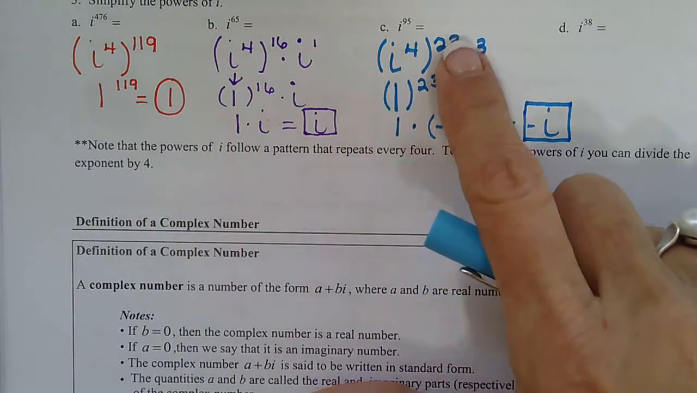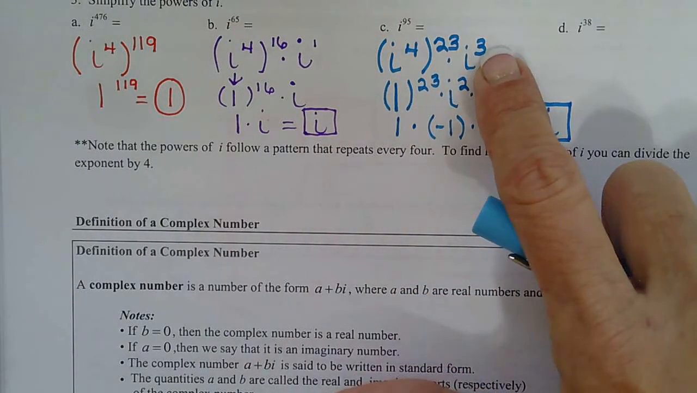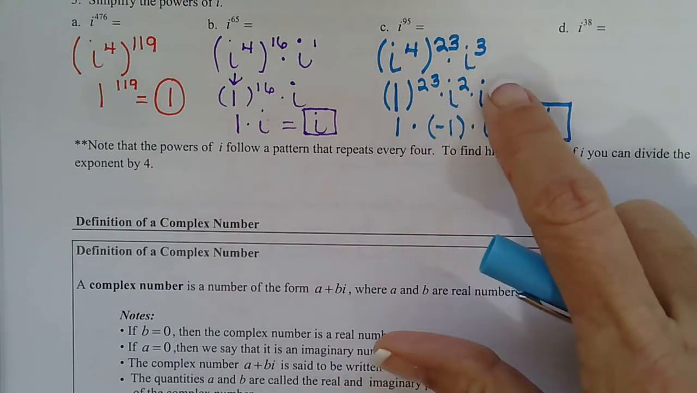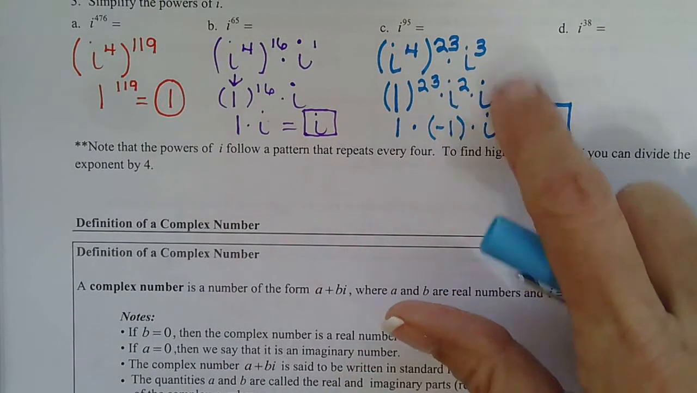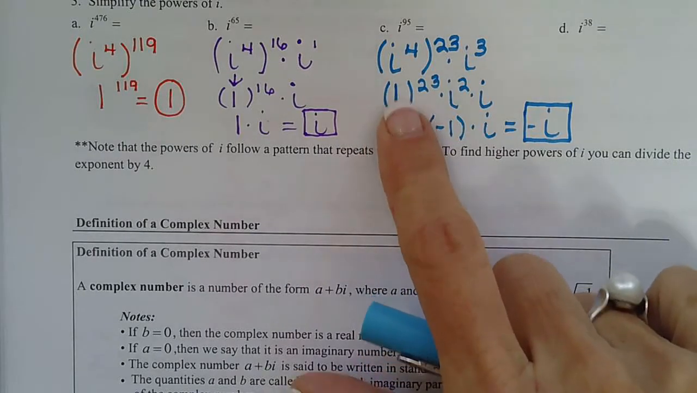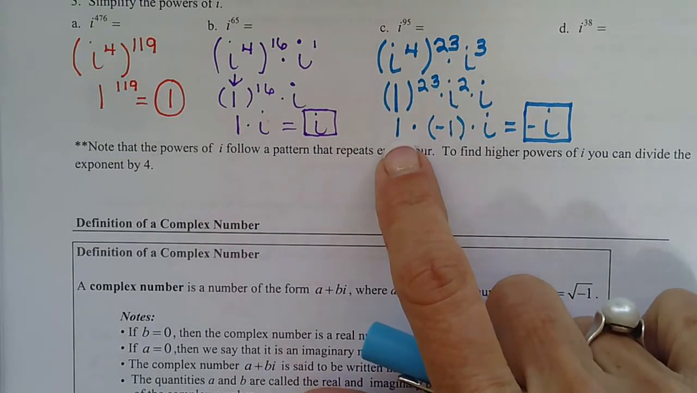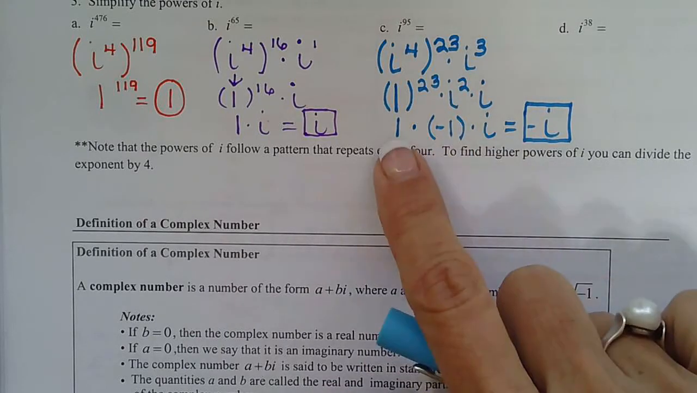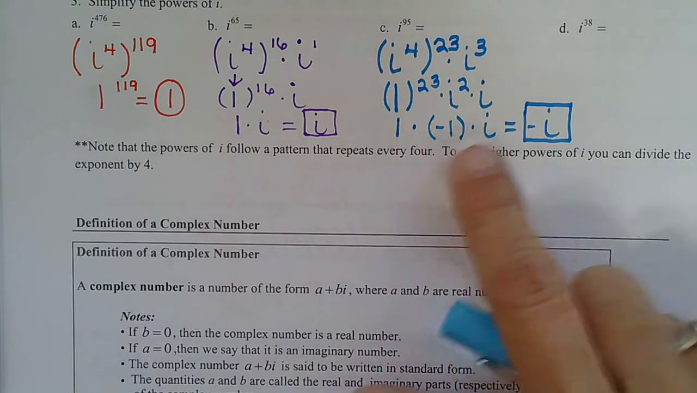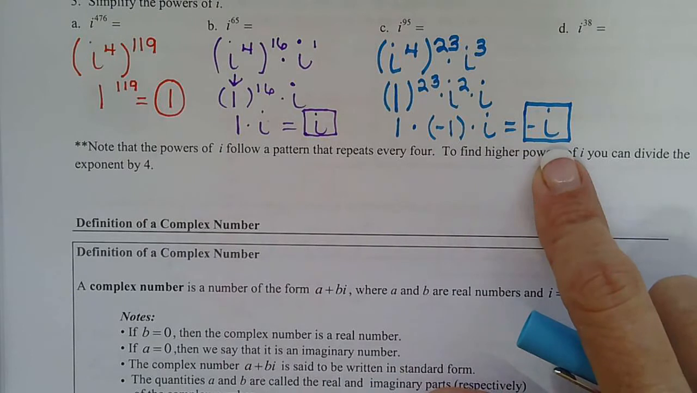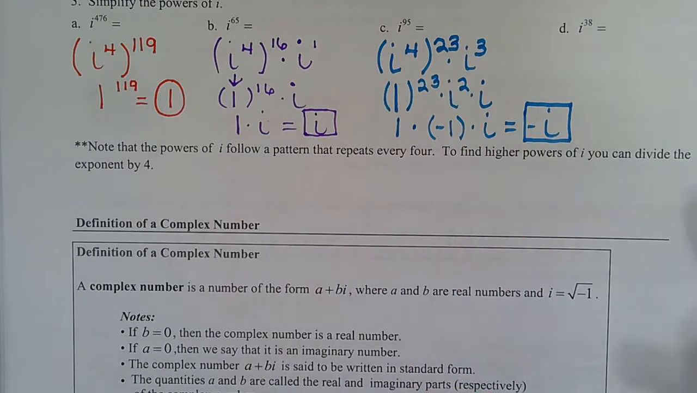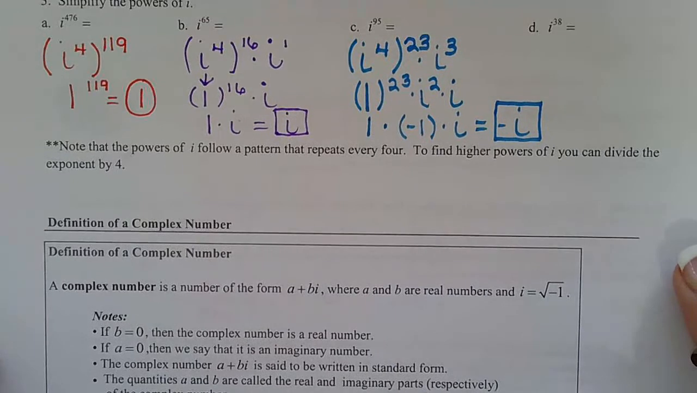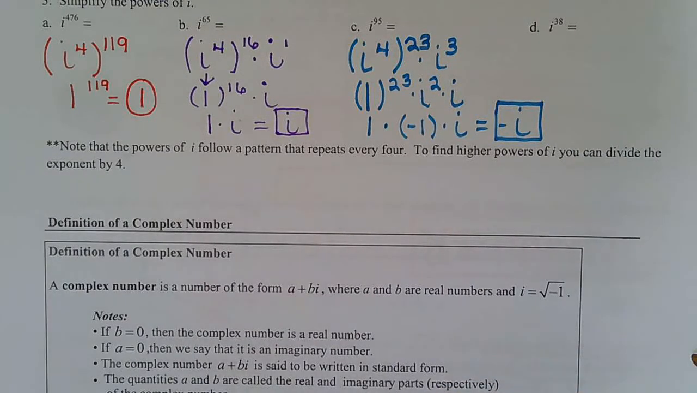So 23 times 4 is 92, 3 left over. But we can't do anything with i cubed, so we break it down into i squared and i. 2 plus 1, still 3. Now we can simplify this to be 1. 1 to the anything's 1. i squared, negative 1, and then an i. 1 times negative 1 is negative 1 i, or we write it negative i. So see, isn't this fun? Yay, you do a lot more of this in 152. This is a big problem in 150.